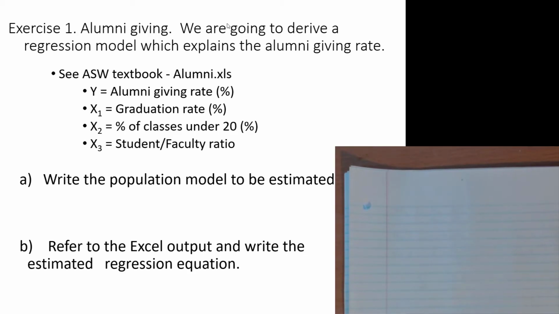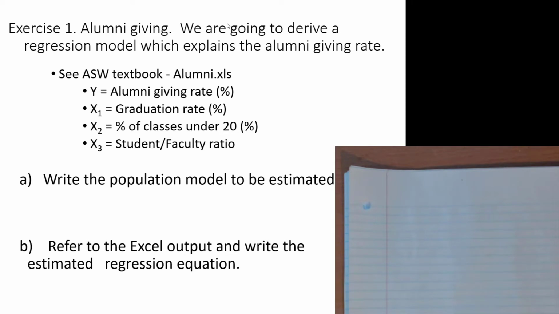We're talking about an example related to multiple linear regression. It is an example from the Anderson textbook. It's an issue near and dear to every university's heart. What drives alumni giving?